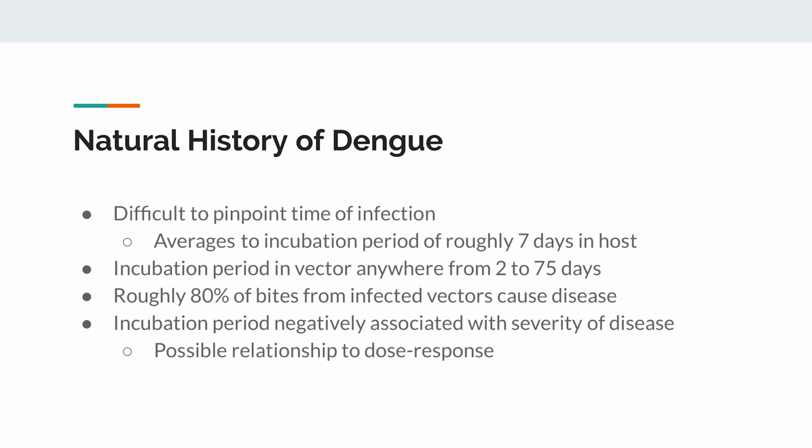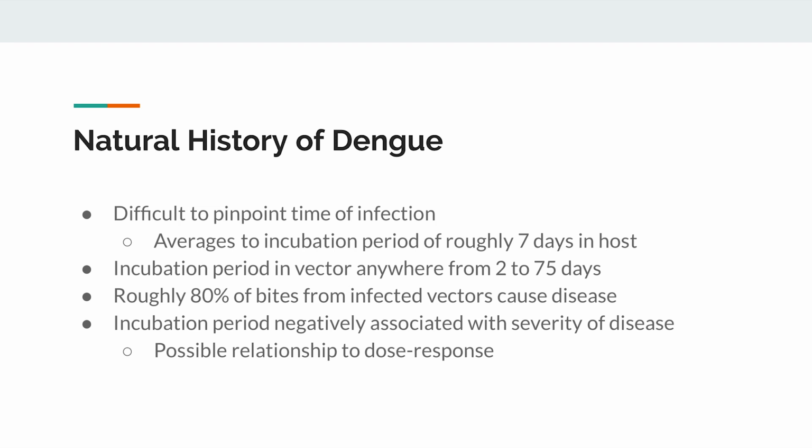It is difficult to pinpoint when vector-borne diseases are transmitted from the vector to the host, so the incubation period can be difficult to pinpoint. The incubation period is usually pieced together using incidence data from the point source of the outbreak. The incubation period in the vector can be anywhere from 2 to 75 days, making vector control very difficult. About 80% of bites from infected vectors result in disease.